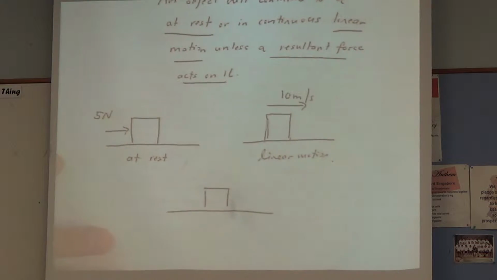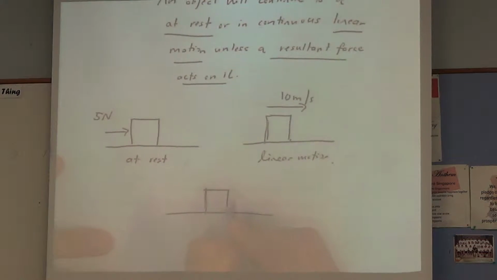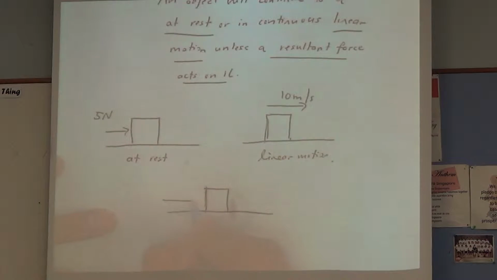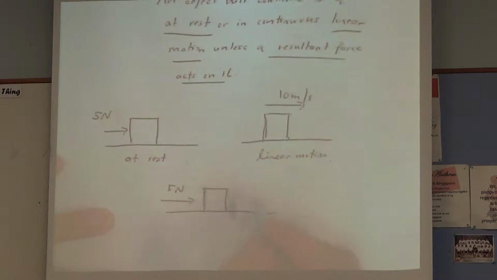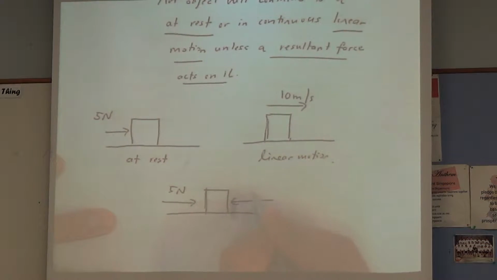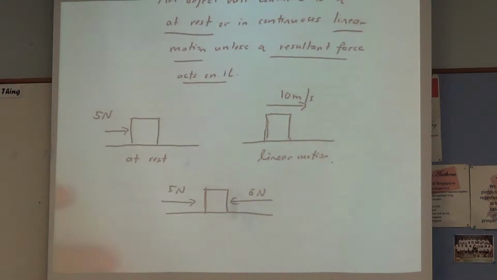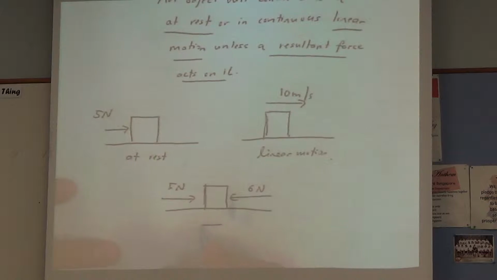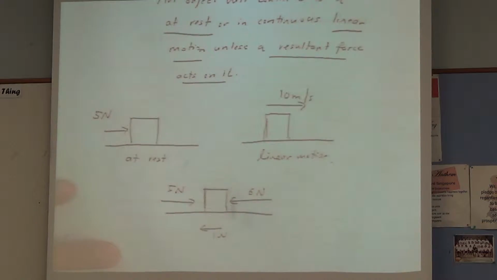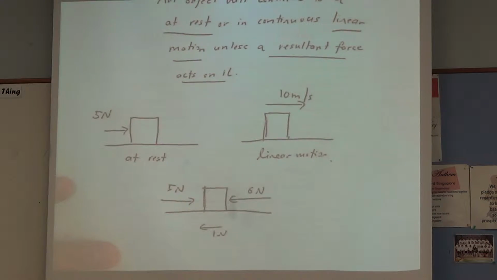Just sidetrack a little bit. I have a box on the ground. Now, if I exert a 5 Newton on this side and a 6 Newton on the other side, what is the resultant force? It's 1 Newton to the left.